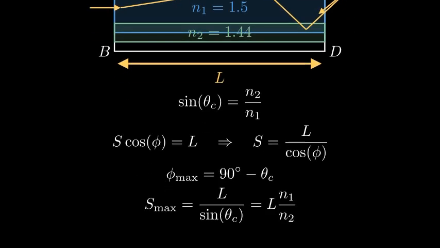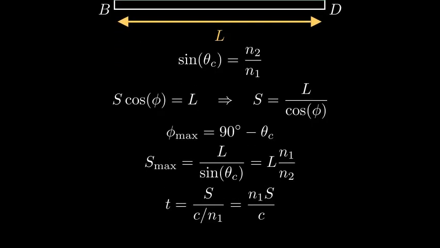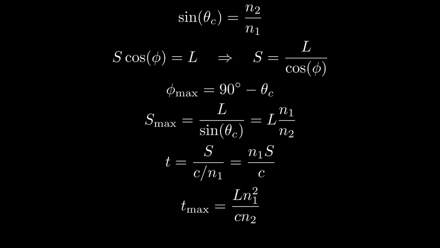The speed of light inside the core is c over n1, so the time is path length divided by speed. That gives t equals n1 over c times S. Substitute S max to get t equals L times n1 squared over c times n2. Now plug in the values. L equals 9.6 meters, n1 equals 1.5, n2 equals 1.44, and c equals 3 times 10 to the 8th.